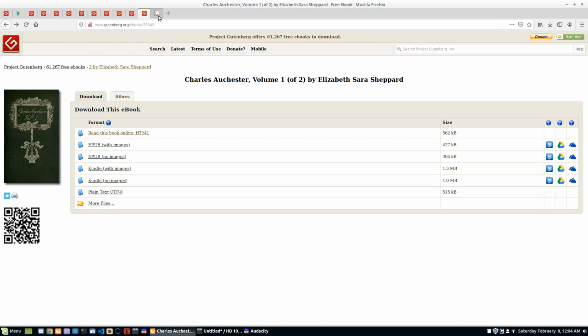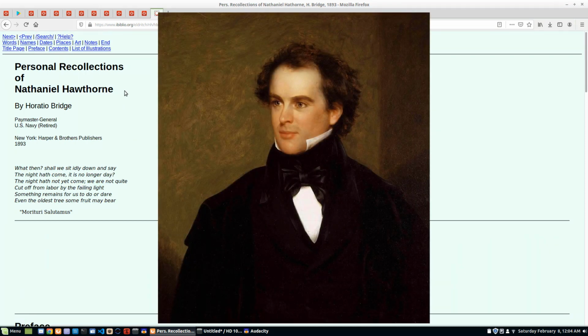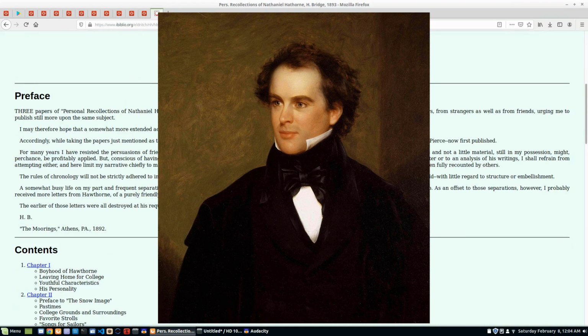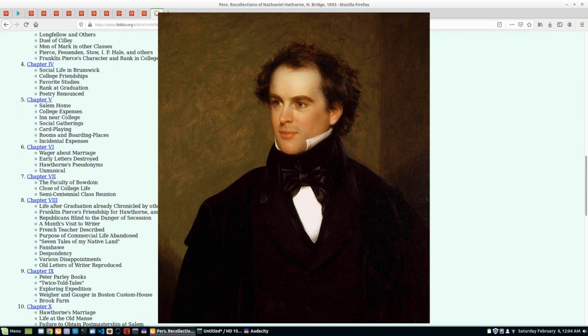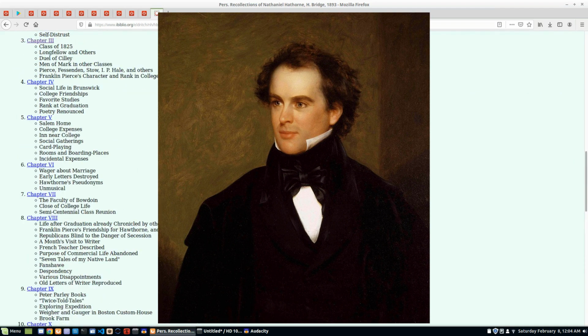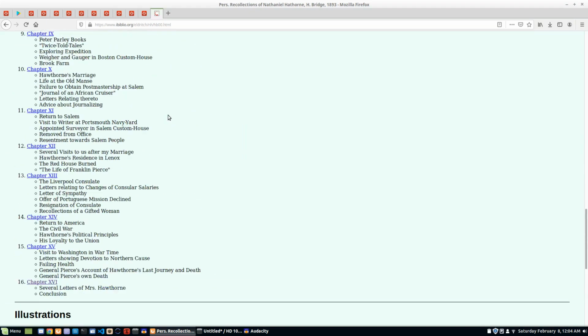such as myself. And then the last one I want to just mention, and this isn't Project Gutenberg, I think it used to be, but anyway, Personal Recollections of Nathaniel Hawthorne by Horatio Bridge. If you're a fan of Nathaniel Hawthorne and or Henry Longfellow, you'll probably really enjoy this memoir. It's basically a biography of Hawthorne, but it focuses very much on his college years, and you just really get to know him a bit better than you do from his writing.